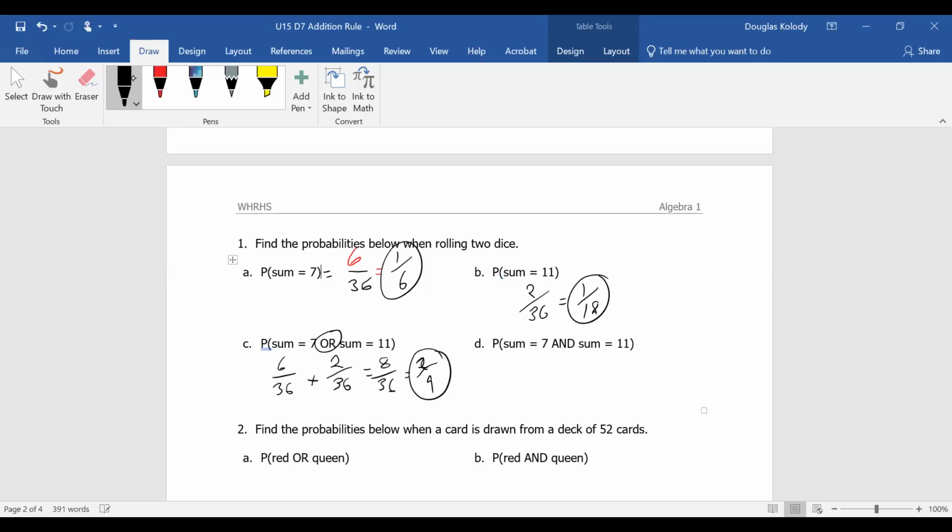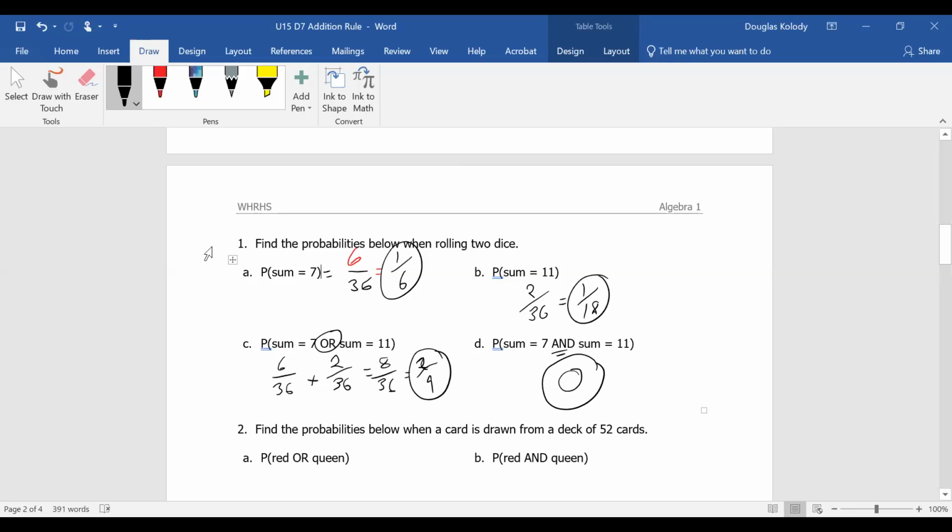Done. And last but not least, what's the chance that the sum is 7 and the sum is 11? Well, if I roll 2 dice, can I roll 2 dice so that the 2 numbers add up to 7 and the 2 numbers add up to 11 at the same time? No, that's impossible. So there's no way that I could roll a sum of 7 and a sum of 11 at the same time. They are called mutually exclusive events.